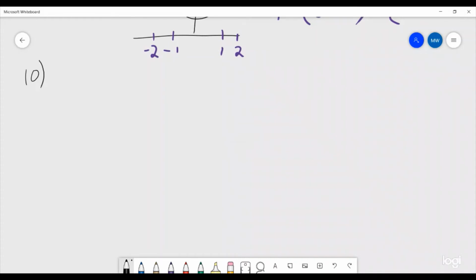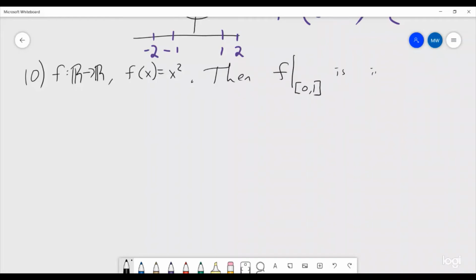Number 10, we got f is defined from the real numbers to the real numbers, where f of x is equal to x squared. Then f restricted to [0, 1] is injective. Is that going to be true or false? That's true, right? Yeah, that is true.